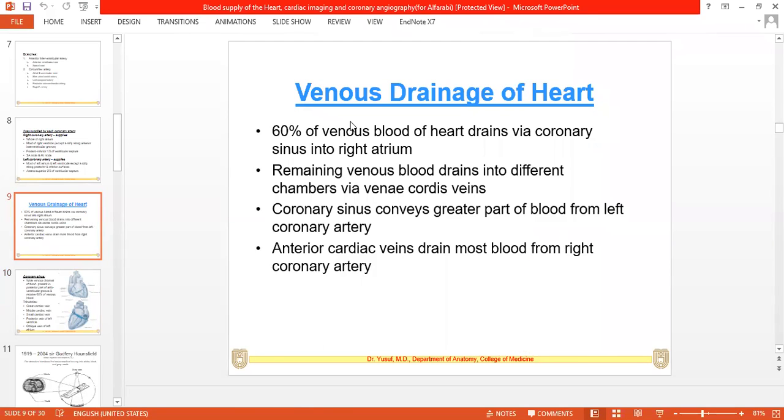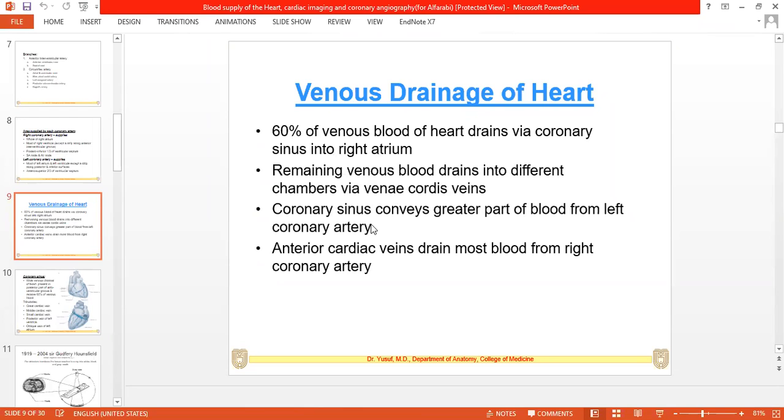What about the remaining 40%? This remaining venous blood will be drained into different chambers via the small veins called venae cordis minimae, which we discussed before. Most of them will be opening into the right atrium, and very few into the left atrium. Okay, these are small veins which will drain almost 40% of the remaining blood.